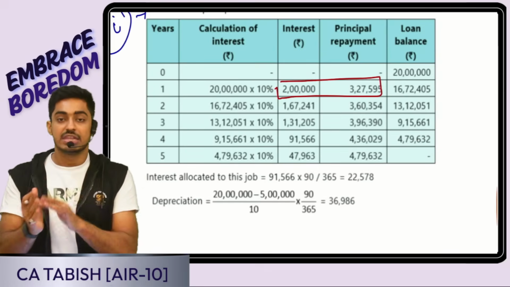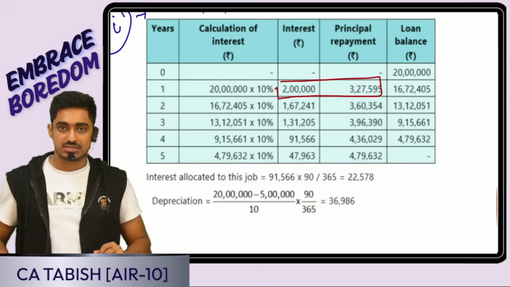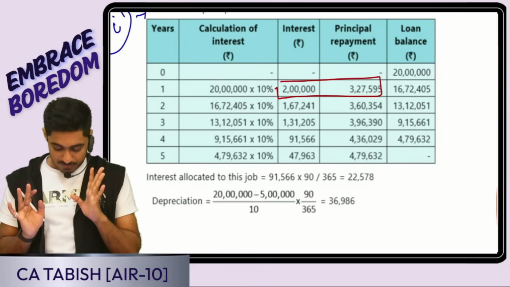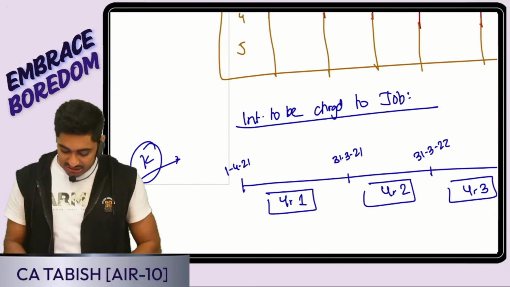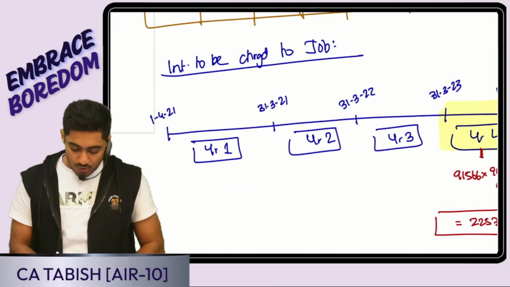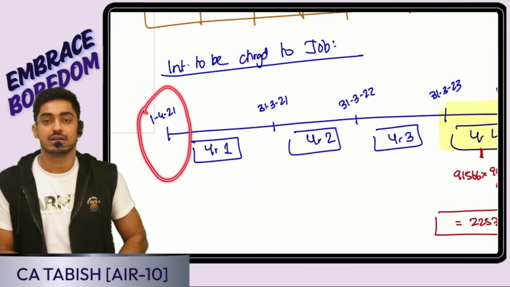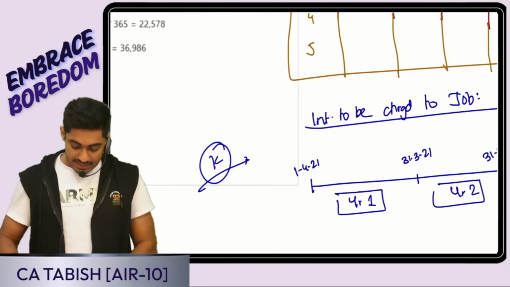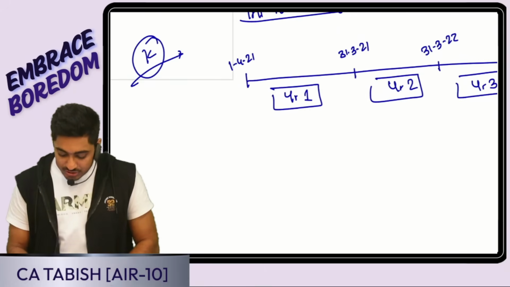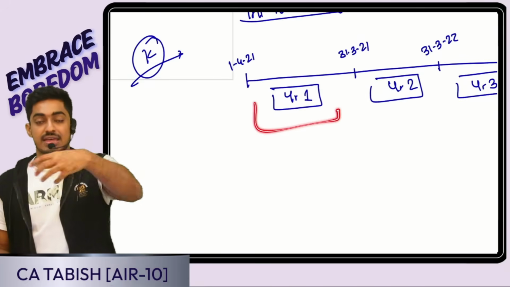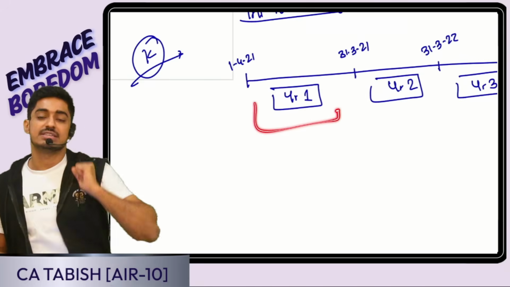Is this clear? Now I want the interest to be charged. Here students get confused. Pay attention. I'm just explaining the exact requirement. The question tells you when I purchased the truck: 1/4/2021. Tell me, for the first year what is the interest cost? 2 lakh. 2 lakh is the interest cost for the first year. I want to know how much is the interest cost for my year.